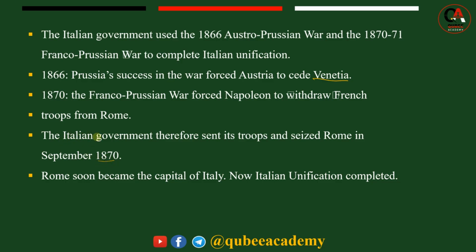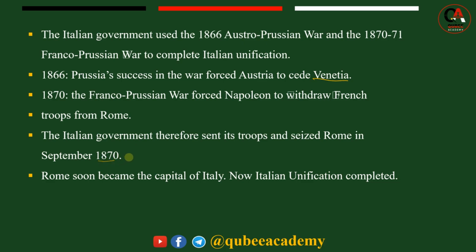Now unification of Italy was completed, because Rome soon became the capital of Italy. Now Italian unification was completed. Because of Italian unification, Italy became an independent single state in 1870.